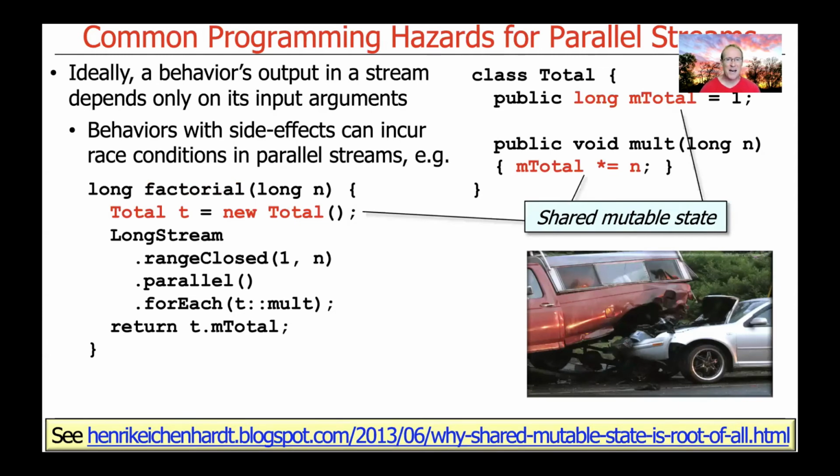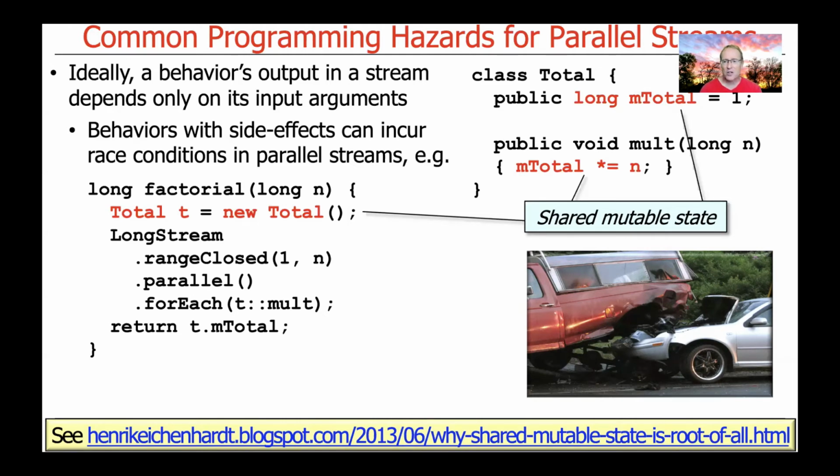The reason we're making a big mess is that we're allocating an object, which is an instance of this hidden class called Total. This object, which looks innocent enough, actually has shared mutable state, which is the root of all evil in concurrent and parallel programs. If you take a look, you can see there's a field called mTotal of type long, which gets initialized to 1.